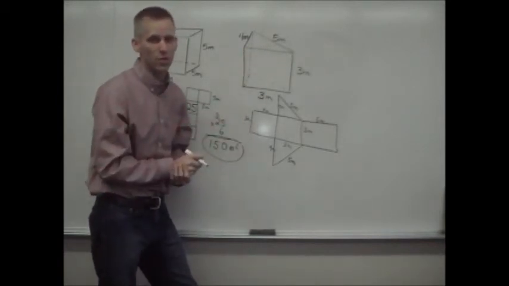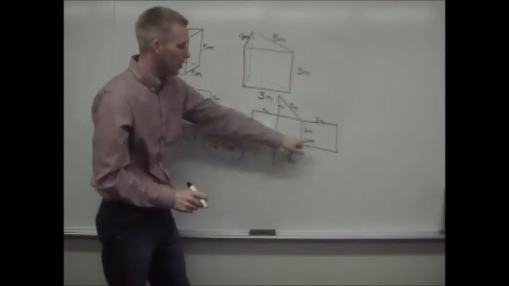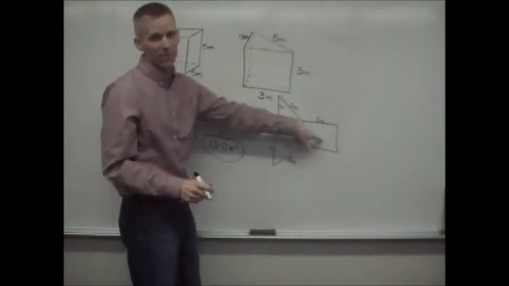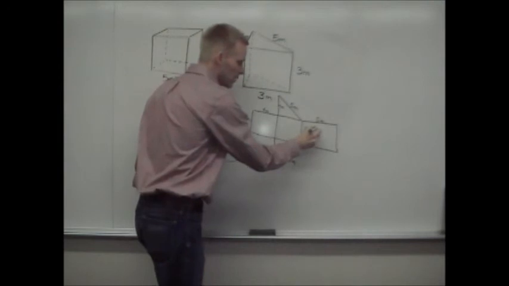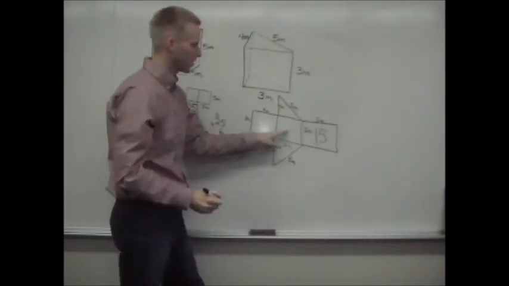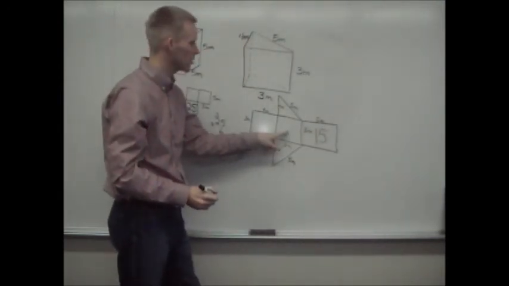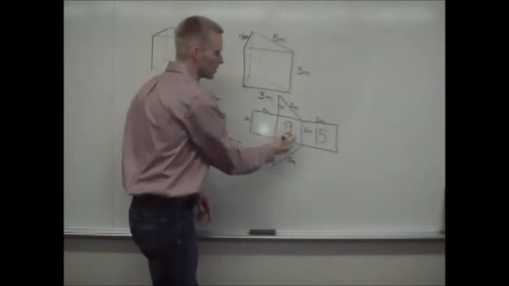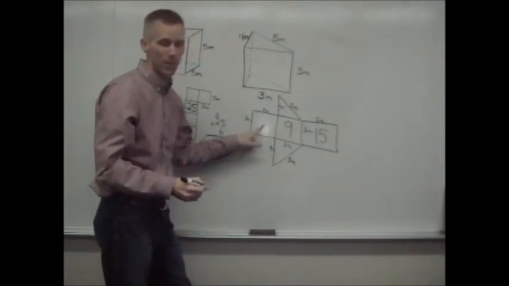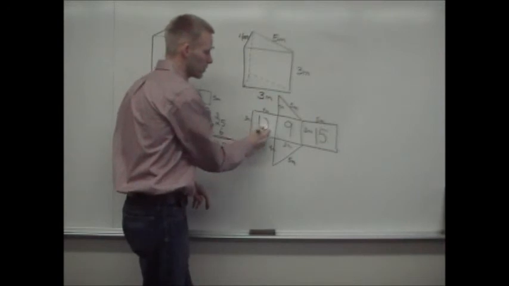Now we can find the surface area of it this way. We've got a rectangle, 3 by 5, well that gives us an area of 15. Got another base times height. This one's 3 by 3, so it gives us 9. 3 by 4 gives us 12.